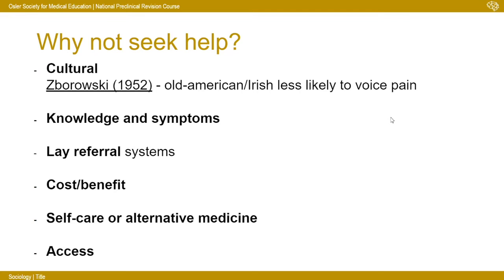There would be an individual cost-benefit analysis, particularly for people who are carers or who have children. They might think, I really don't have time to go and get checked out. I have too many caring duties. And then people who give themselves self-care might be less likely to seek help, and also alternative medicines are sometimes used by people. And then there's the important question of access, thinking particularly of people who aren't so mobile and people who are old.